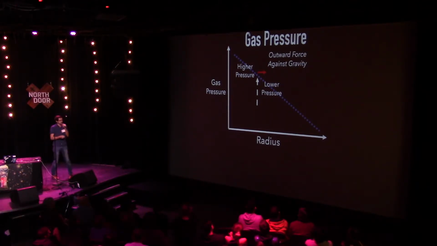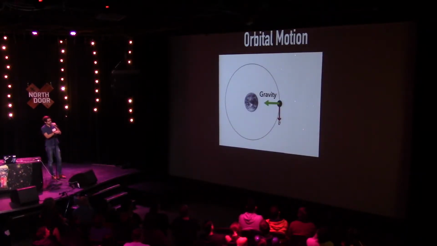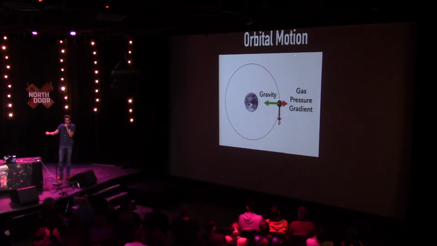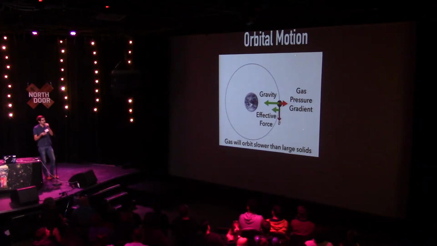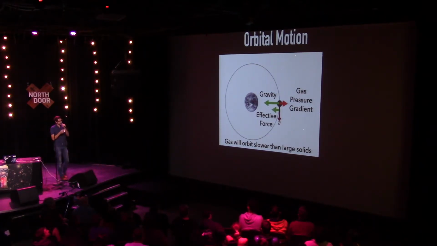So if we return to our schematic here, we have gravity, we have the motion. Now if we include gas pressure, there's this extra force pointing outward that cancels part of the force of gravity. And so you have this effective force that's much less. So the result is that when gas is orbiting, it feels like it's orbiting a smaller object because this pressure allows it to orbit slower. Okay, and that's really the key thing in understanding how gas and dust interact.